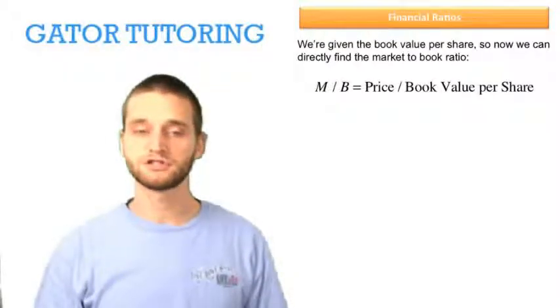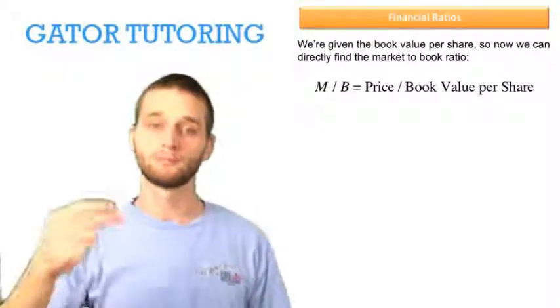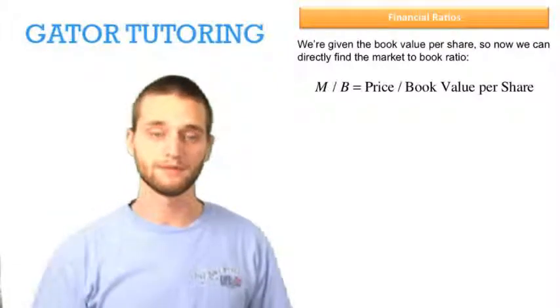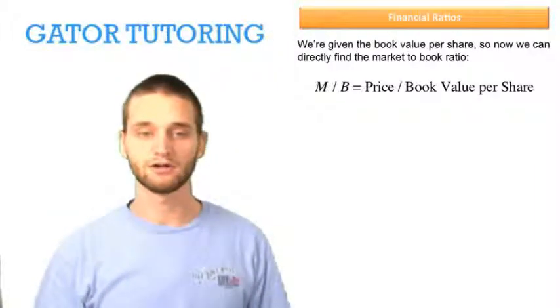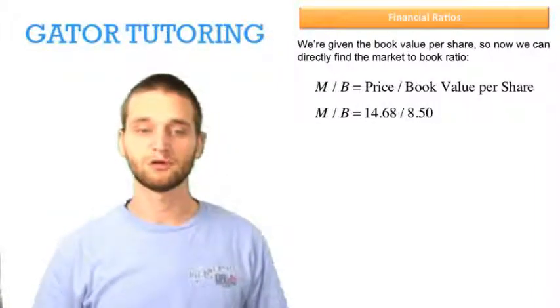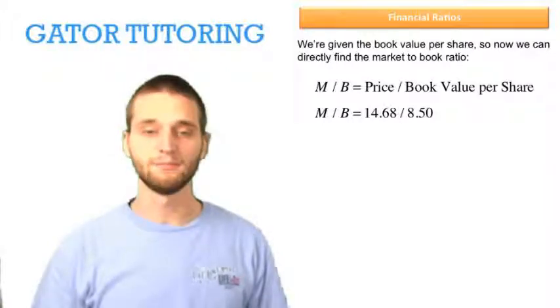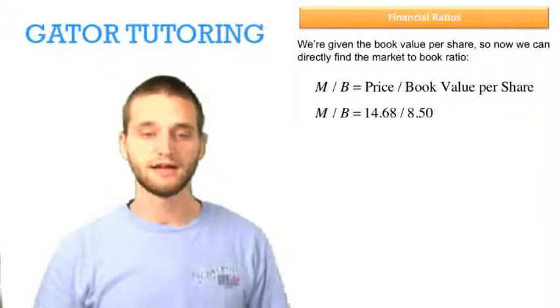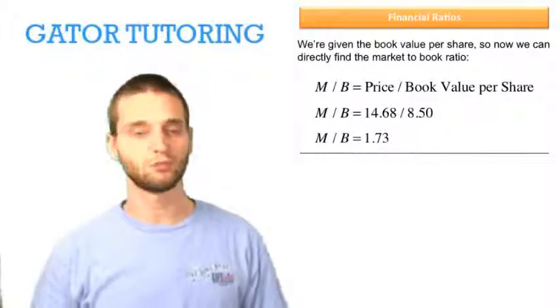But we do have it on a per share basis, so we need to make sure we put the price per share divided by the book value per share to find the market to book ratio. We have the price is $14.68 and the book value is given as $8.50, and that gives us a market to book ratio of 1.73.